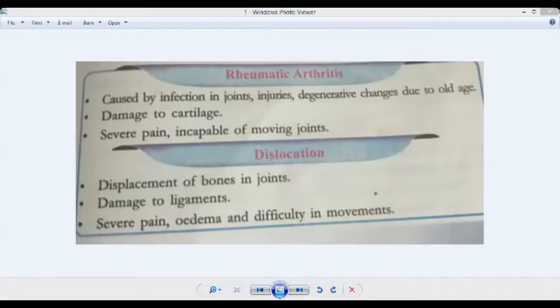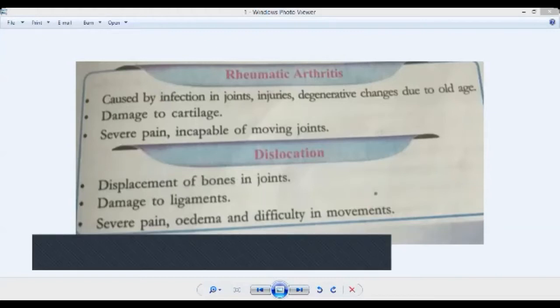The next reason for rheumatic arthritis is damage to cartilage. Arthritis means vadam. You have heard old age people talking about this disease, vadam. The reason for that is damage to cartilage. Then severe pain, and being incapable of moving joints.